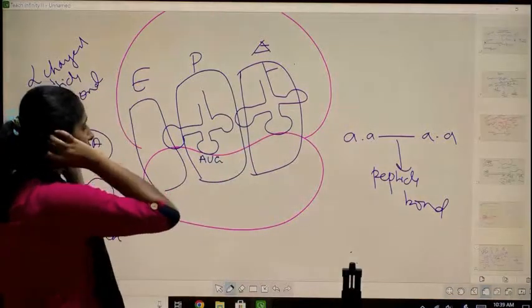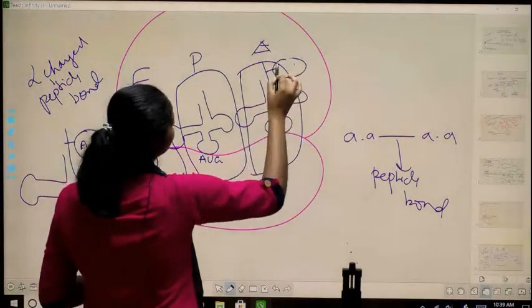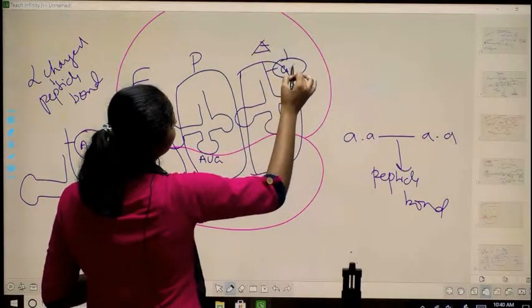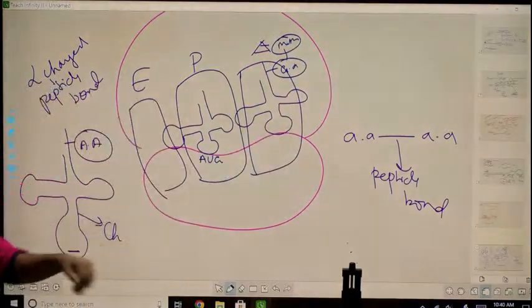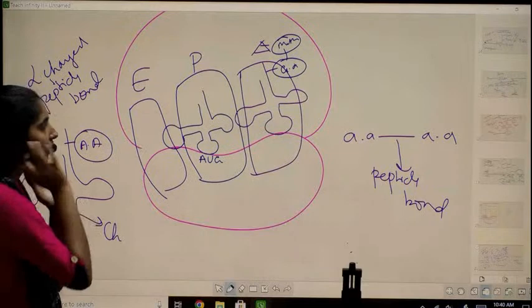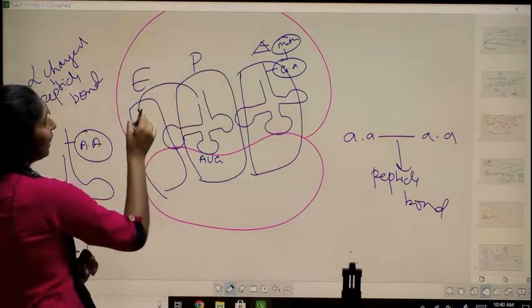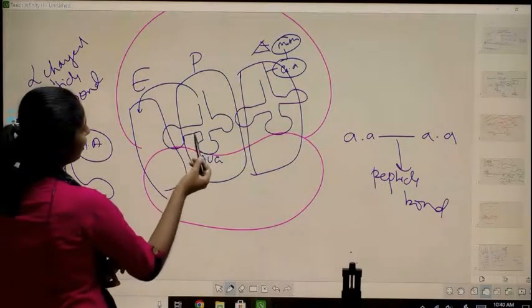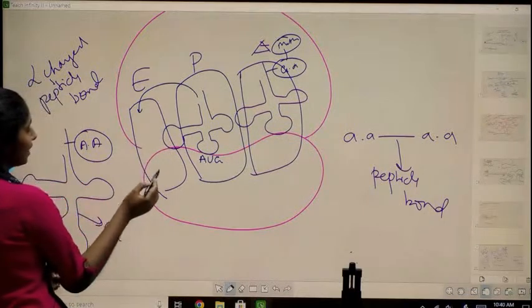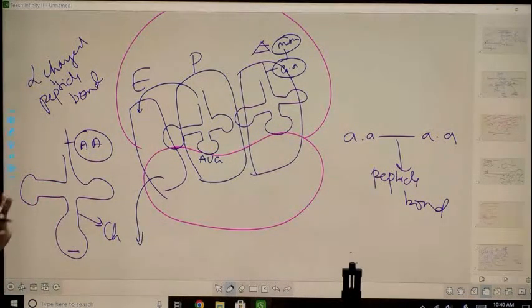Once the peptide formation is done, the peptide chain will be transferred to the A site. Now the P site tRNA is empty, so the empty tRNA will move to the exit site, from where it will exit, or move out of the ribosome.